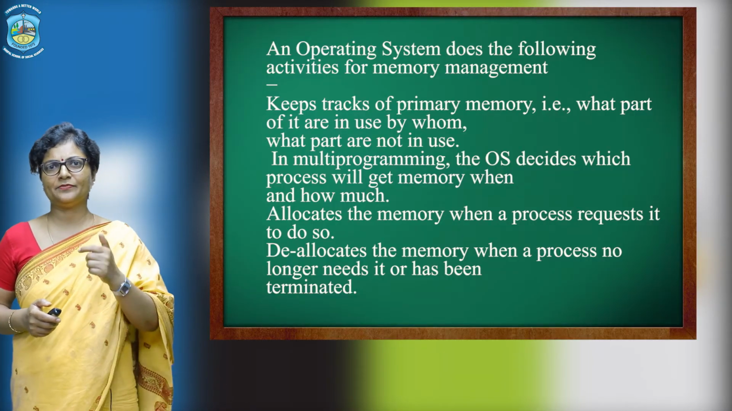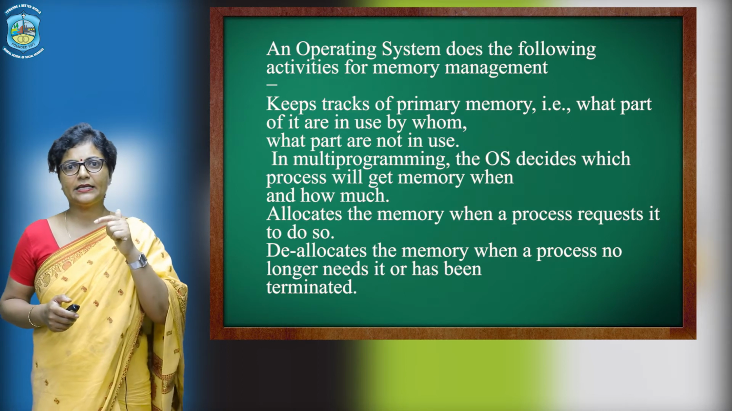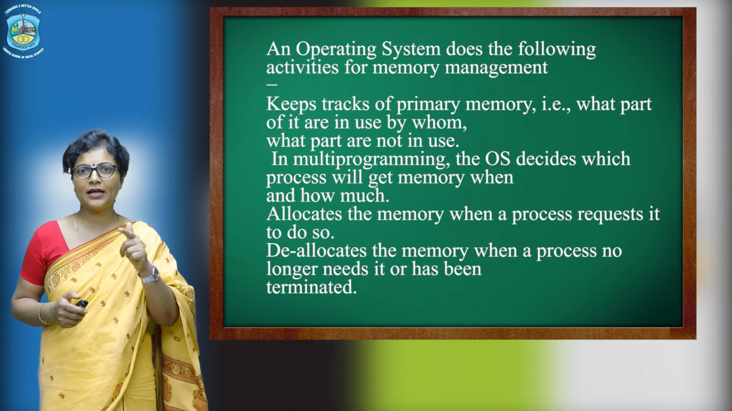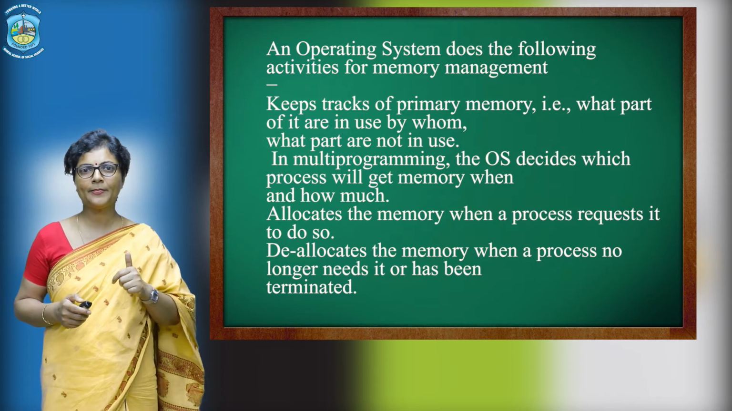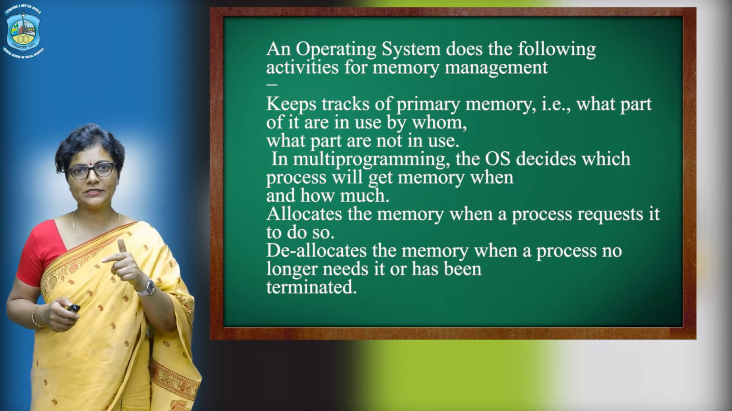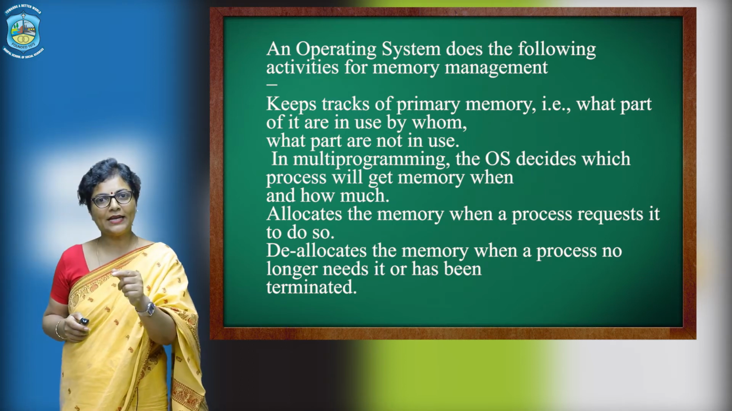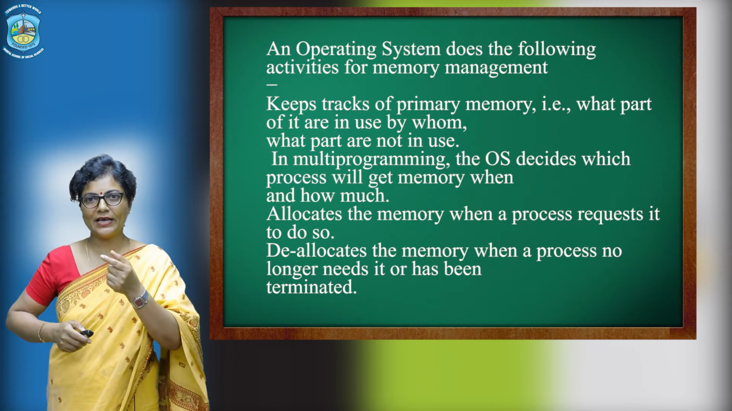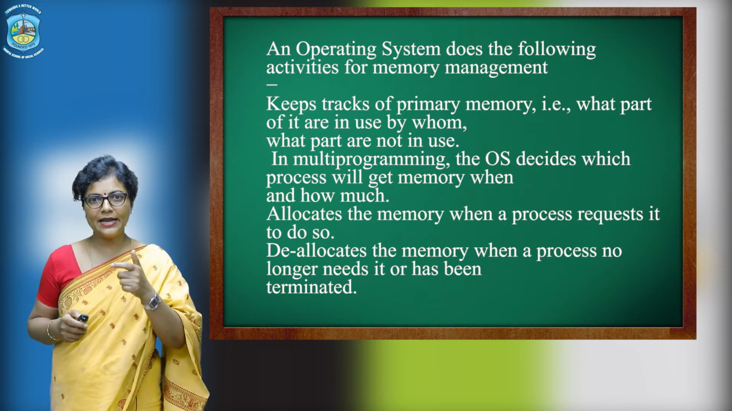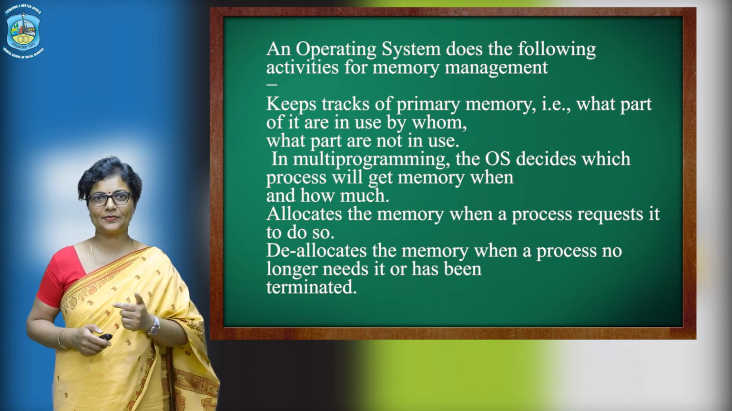An operating system does the following activities for memory management: it keeps track of used and unused space in primary memory. In multiprogramming, the OS decides which process will get memory, when and how much, allocates the memory when a process requests it to do so, and deallocates the memory when a process gets terminated.